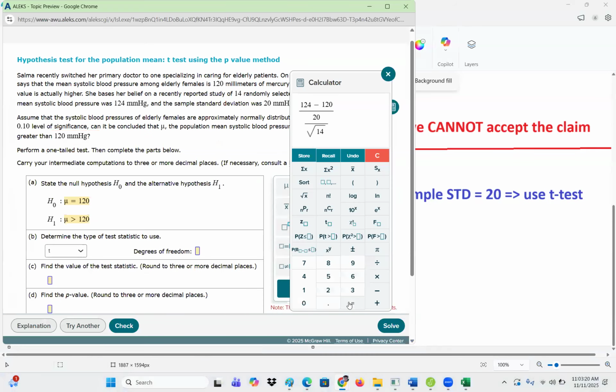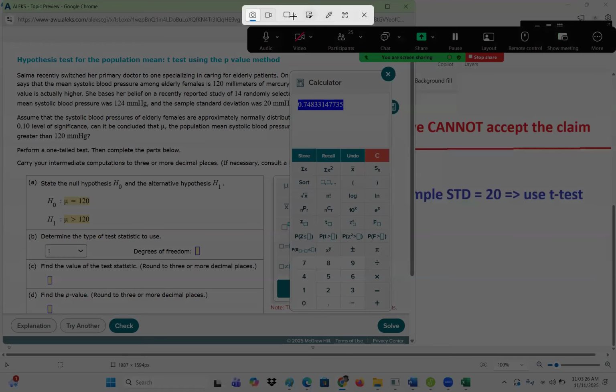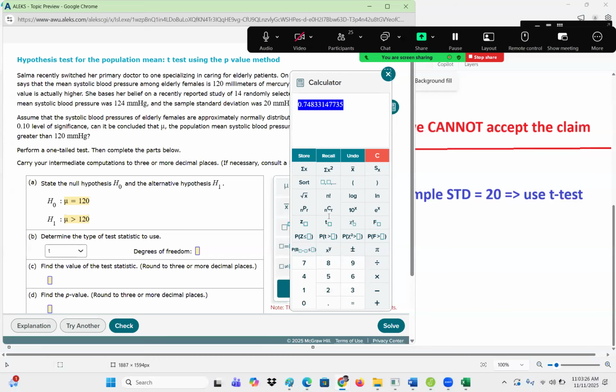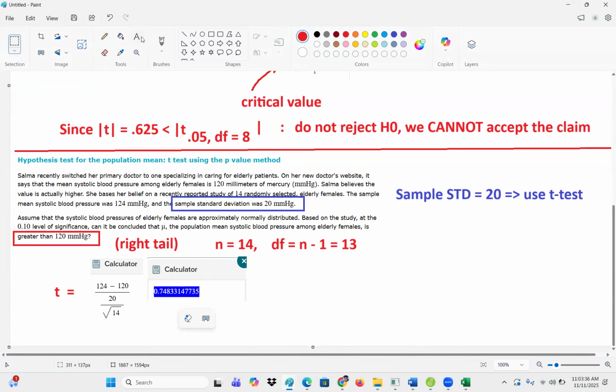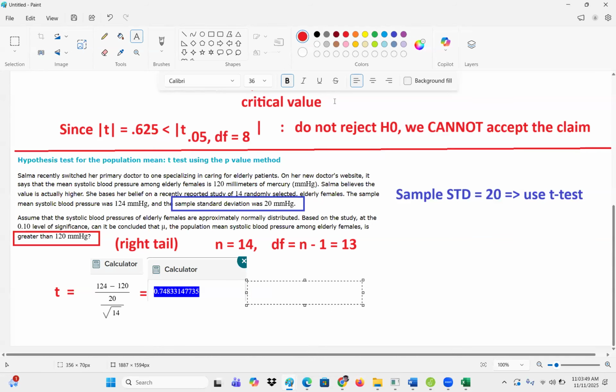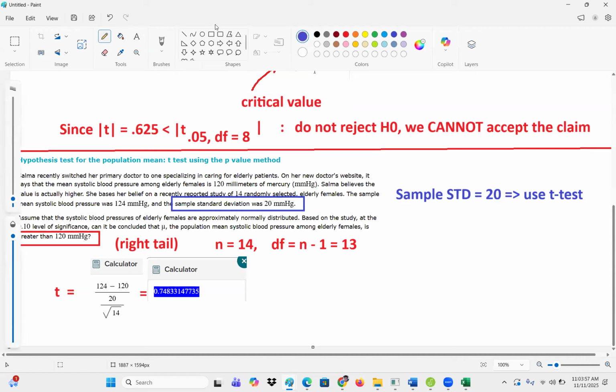So let me just double check. So we're gonna have that equal to 0.41748. All right, so that's the test statistic. So now we need to look for the probability that is associated with 0.748 from the statistical value. So the p-value can be computed by, so that one was positive, so it's on the right tail.